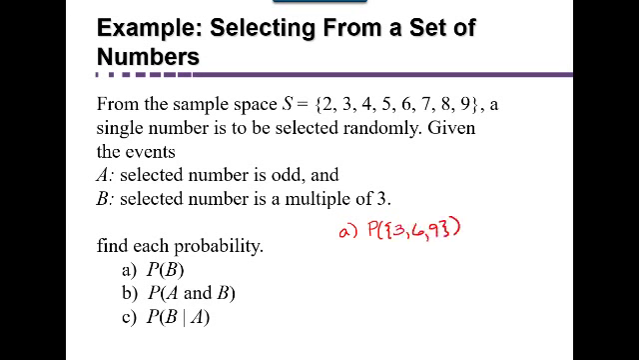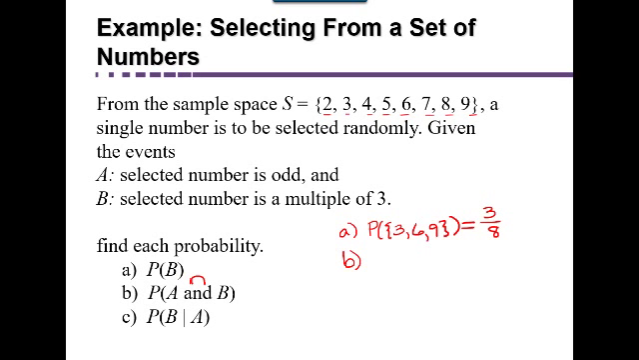So the probability of B is referring to the probability that the selected number is a multiple of 3. So in our set, which numbers are multiples of 3? Let's see, 3, 6, and 9 are multiples of 3. And the probability definition tells us you just take the number of favorable outcomes divided by the total number of outcomes. So in this case, the number of favorable outcomes is 3: the 3, the 6, and the 9. Out of the total number of outcomes, which there are 8 of them: 2, 3, 4, 5, 6, 7, 8, and 9. So 3/8 is the probability with no other information of drawing a multiple of 3.